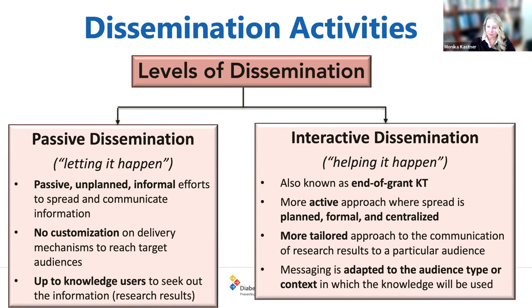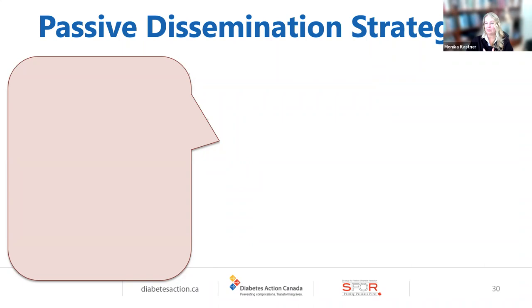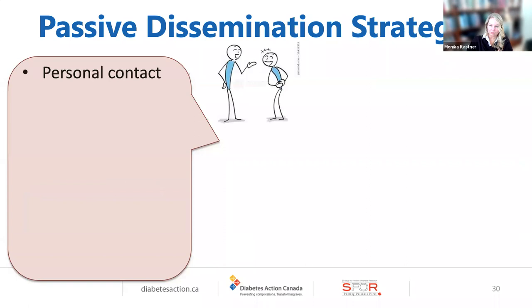So what do we mean by these kinds of activities? I'm going to give you a few examples of the passive dissemination strategy. So for example, personal contact, which we often do with colleagues, is one example of a passive dissemination strategy. As you can imagine, the person you're talking with and sharing that information, it may just stop there. So it's not the most effective way of getting information across.